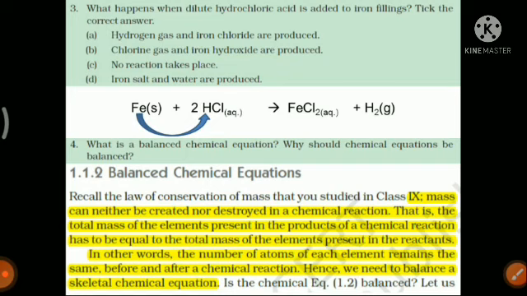Okay, so this is a paragraph that is already present under the topic 1.12, balanced chemical equation, and I have highlighted the answer. So from this you can write your own answers. But this thing should be present in it.